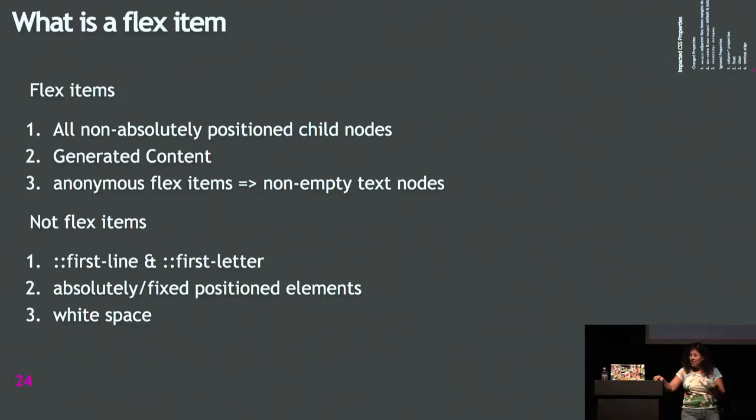First letter and first line have no impact. Comments and white space have no impact. But if you actually have a text node that is not inside a child element, it's its own text node, as long as it's not empty, it will become what they call an anonymous flex item. And you can style it. It will be styled exactly like we are styling all of our flex items. But there's no way to target it because it's not inside a DOM node. Did I say everything? Yep.